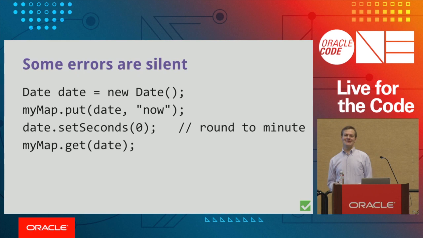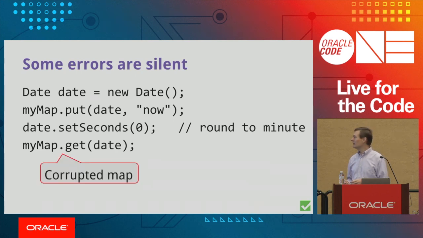Those are the good cases. There are worse errors. Here's an example of a silent error. Suppose we create a new date, and we put into a map, mapping from that date to the string now. Now we round it to the minute, and what happens when we do mymap.get of date? It can't find it anymore. The map is corrupted. So it's going to return null. Essentially, it says, that date isn't here.